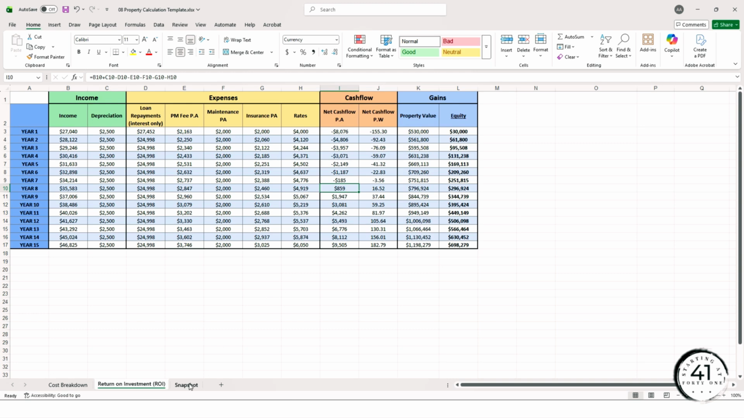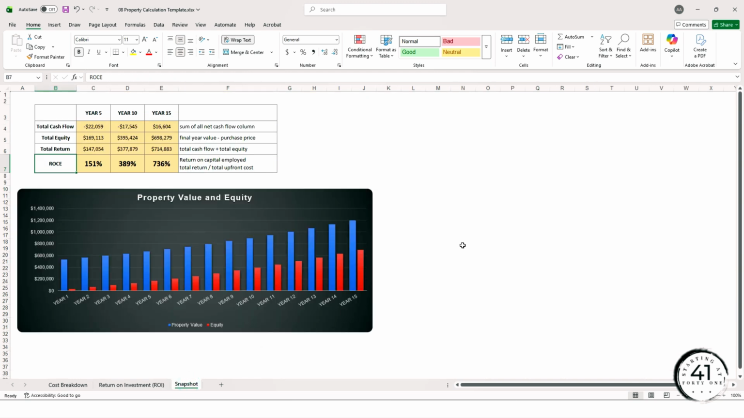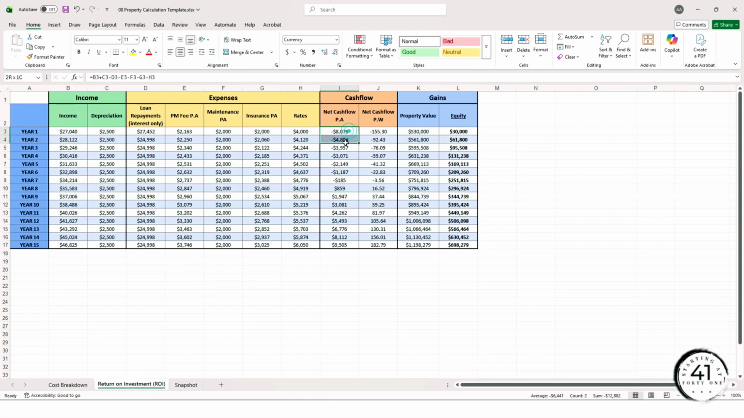And the next tab is a snapshot, which will give you a high level snapshot of how much profit you can make in year 5. So this total cash flow is negative $22,000. How do I get it? It is this one. If you just sum up for the next 5 years, it is giving you 22,259.